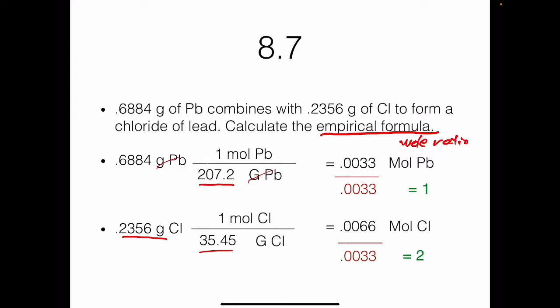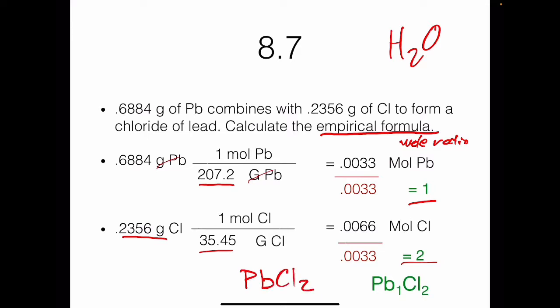Now, what do we do with these numbers? Well, the same way that subscripts represented a mole ratio when we were looking at H2O, these mole ratios become the subscripts in the formula, which means my formula is now Pb1Cl2, or more appropriately, PbCl2. What we've determined with this whole number is the mole ratio of one element to another within this compound, based on the data given to us from lab.